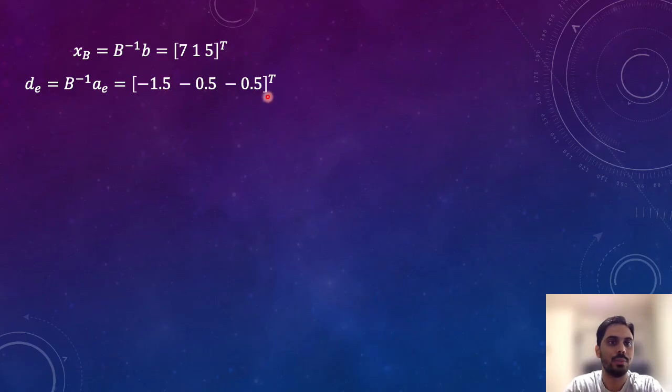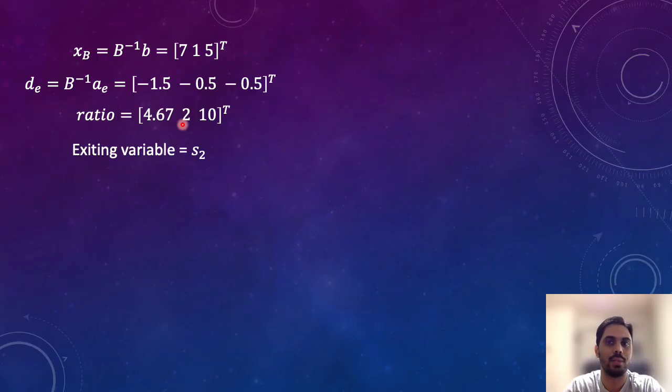So all three of these columns are restricting. So let's see which one restricts it the most by computing the ratios. So ratios look like this: 4.67, 2 and 10. The smallest one is 2, which corresponds to S2, and so S2 will be our exiting variable. So replace y by S2 everywhere in our matrices.